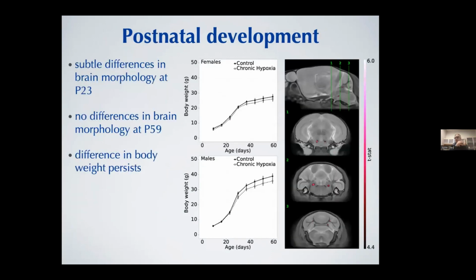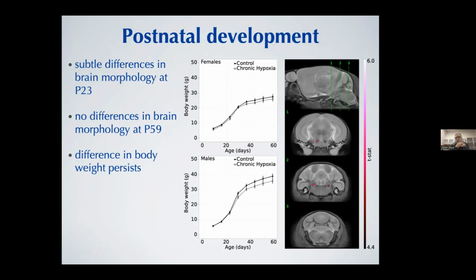We also looked at postnatal development. So when we looked at body weights, they differed. Well, they differed by sex, as you might expect, but they also differed by whether they were exposed to chronic hypoxia. So mice that had been raised in this chronic hypoxia environment never achieved the normal body weights. And then we also did MRI scanning, similar to what we've heard from the previous speakers.